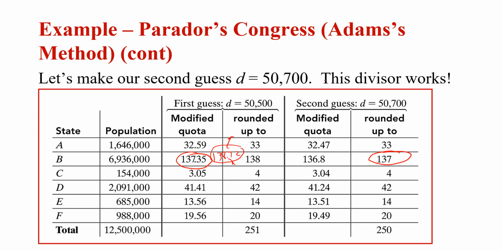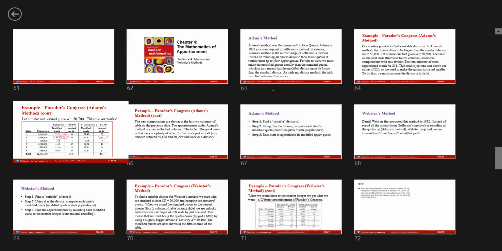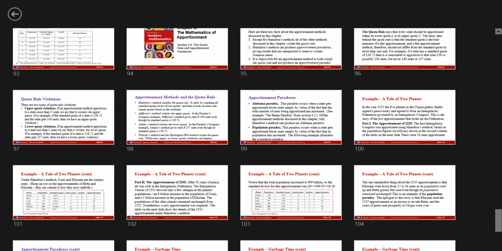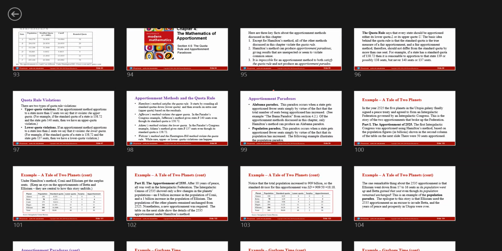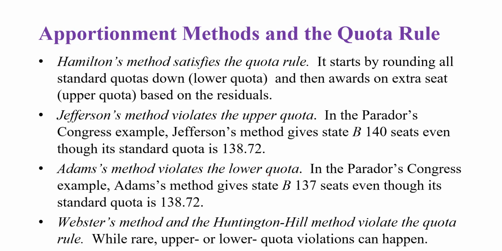It violates that rule. So let me jump back down to where we're at. Okay, are we good with that one? Webster's method, Huntington method, though rare, you can have either upper or lower violations.